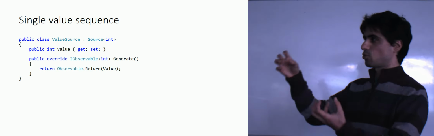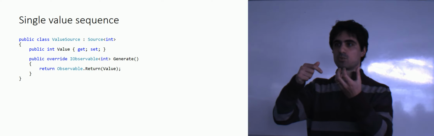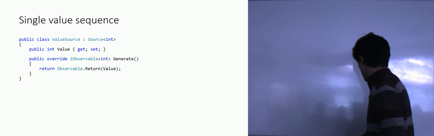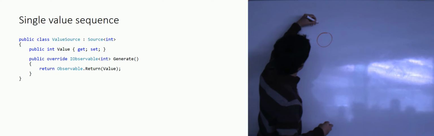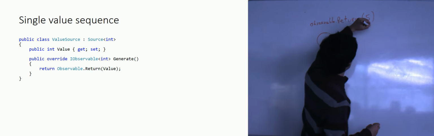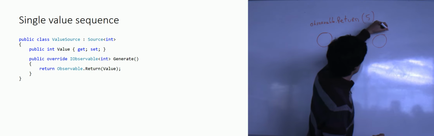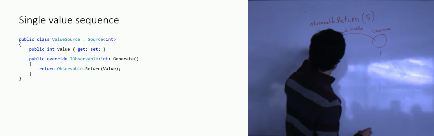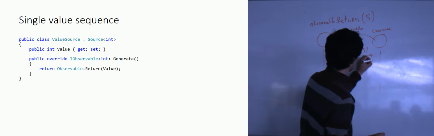So how does that work? It stores the value, okay? And then when someone subscribes to the sequence, it will immediately call OnNext and give it the value, and then complete. Is it clear? So maybe I can draw it over here. You have the observable, let's say Return of 5. And this is the observable. And then at some point, you have some kind of consumer that calls Subscribe. And then immediately, this guy calls OnNext with 5, and then immediately after that, OnComplete.